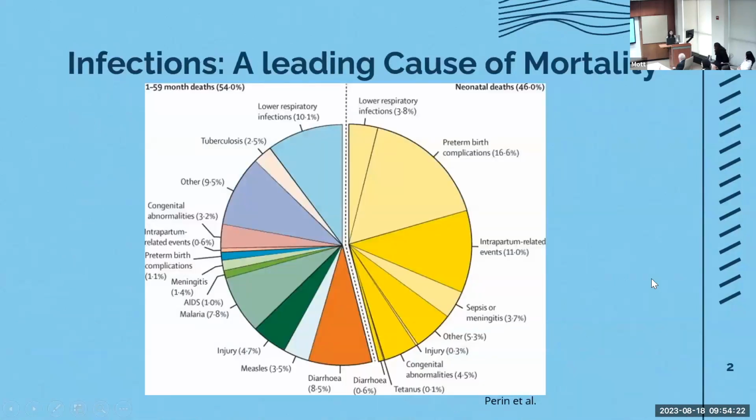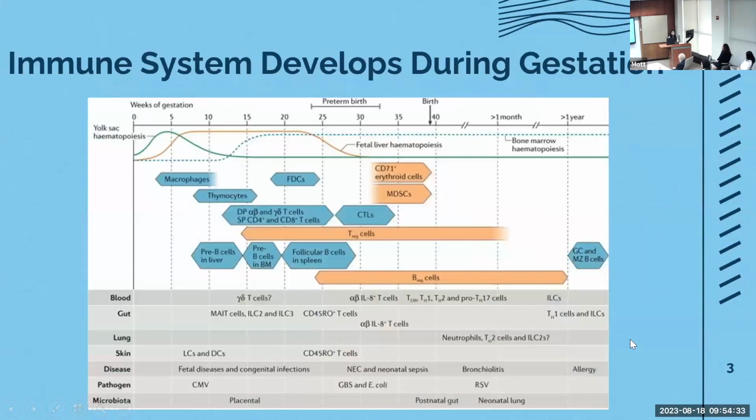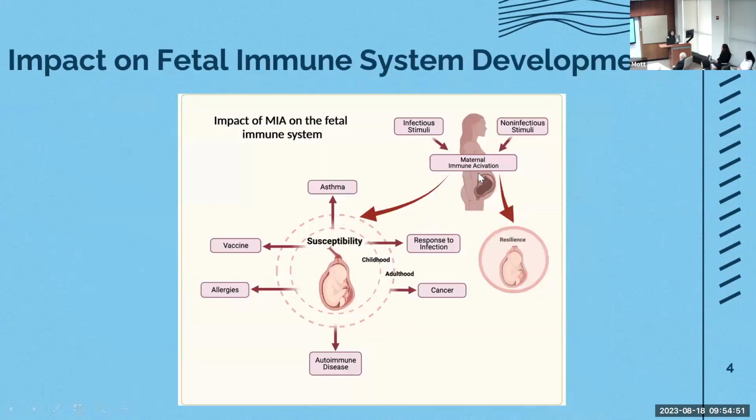So infections are a leading cause of death for children under 5 years old, including tuberculosis, meningitis, malaria, and measles. During gestation, the macrophages are formed as part of the fetal immune system as early as 5 weeks. And later in gestation, T cells and B cells are formed during pregnancy as special immune cells. Many things can impact development of the fetal immune system, which will subsequently lead to immunological complications later in life, such as sensitivity to infections.